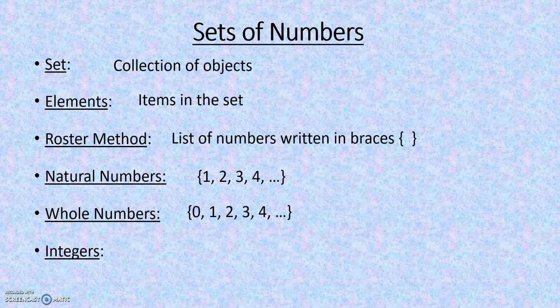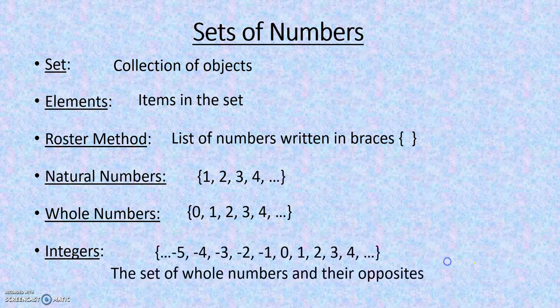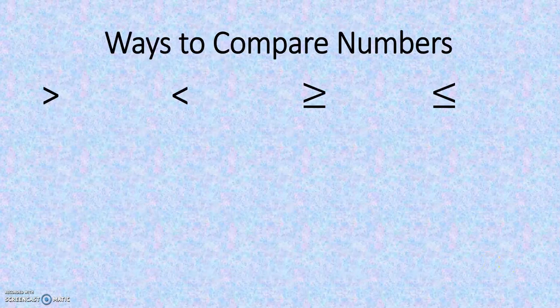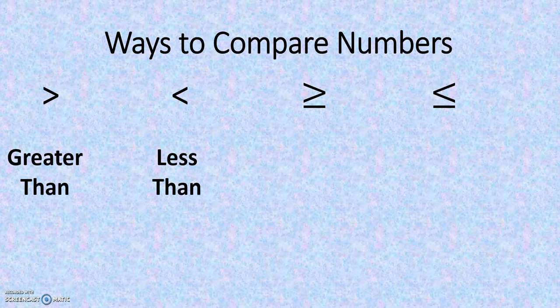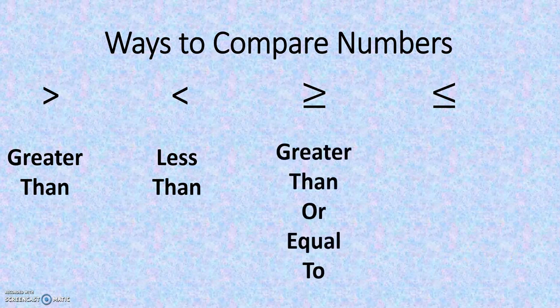Integers: positive numbers and negative numbers, including 0. It's the set of whole numbers and their opposites. In mathematics, we compare numbers, and the ways we use to compare numbers are greater than, less than, greater than or equal to, less than or equal to.